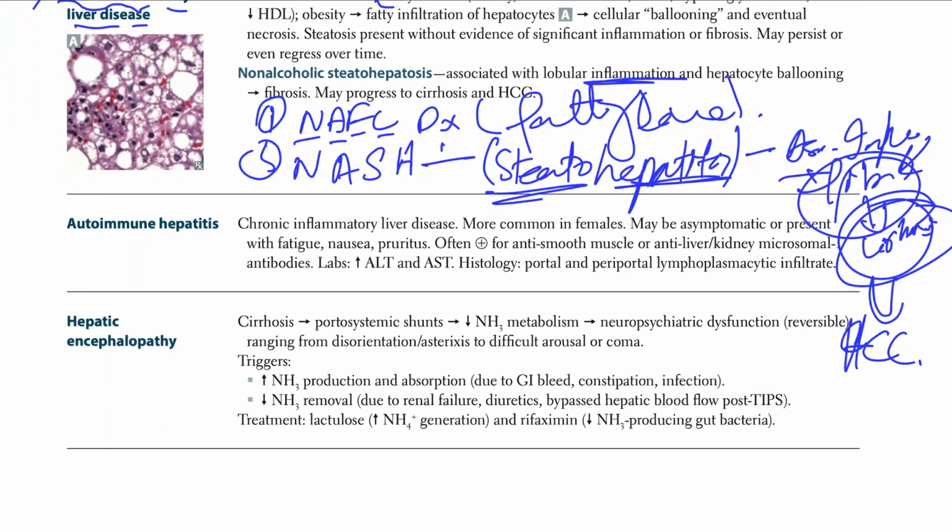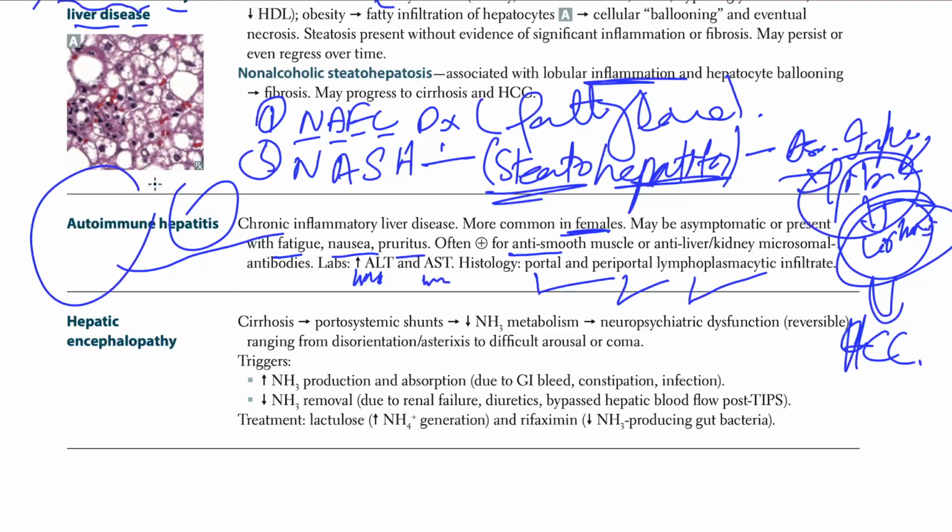Now let's talk about autoimmune hepatitis. Autoimmune is a chronic inflammatory liver disease, more common in females, may be asymptomatic or present with fatigue, nausea, pruritus. Often positive for anti-smooth muscle or anti-liver kidney microsomal antibodies. Labs show increase in ALT and AST. Histopathology shows portal, periportal lymphoplasmacytic infiltration. That is just in autoimmune.